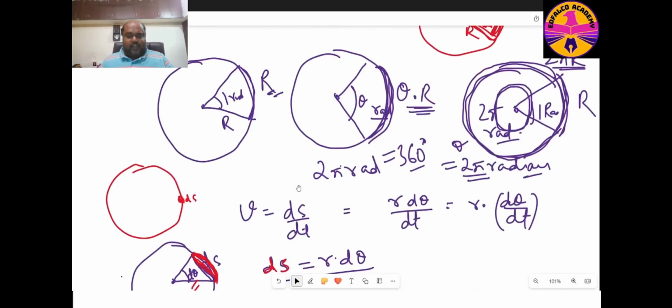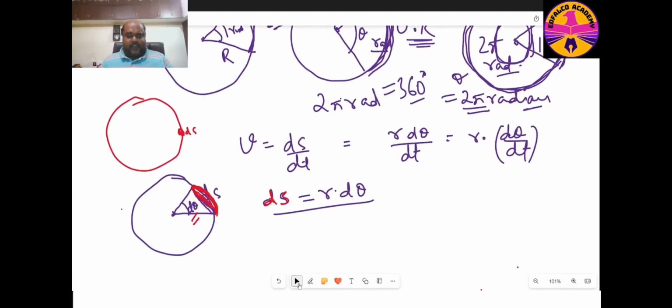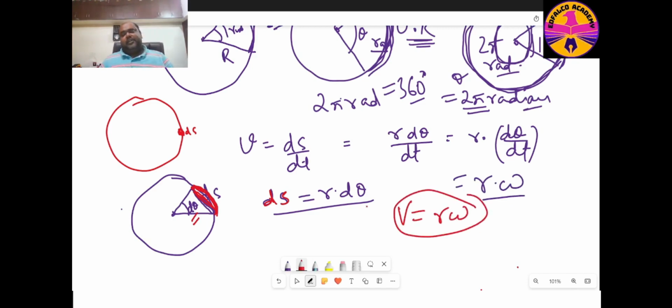So therefore, using that, I can now very well say that this is nothing but equal to r into omega, right? So V is equal to r into omega. V is equal to r into omega, right? This is the relation that exists between velocity and the omega. Obviously, this is a simple scalar equation, right? So we just multiply omega with r and we get the velocity.